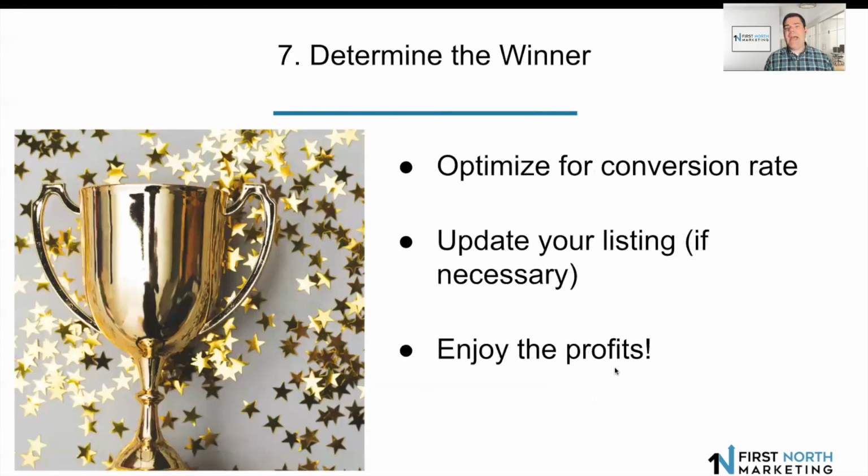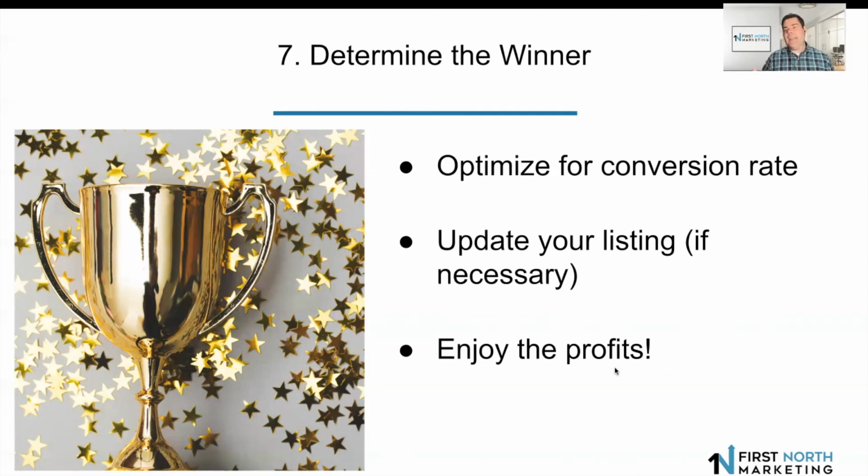Now, once we've done that, what we can do is determine the winner. So in general, we're optimizing primarily for conversion rate. Be aware that Amazon takes some other factors into account. So they might say that the probability that one of your other titles is the winner, even if it has the lower conversion rate. But we generally look primarily at that conversion rate as the best metric to gauge success off of.